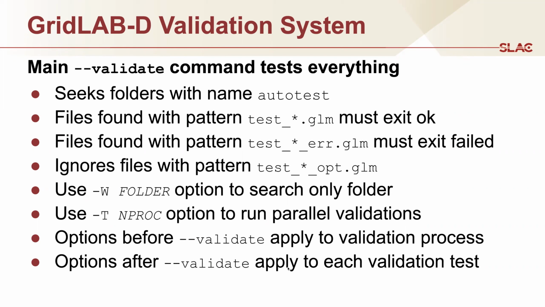If, for example, I wanted to run each validation test as a parallel simulation, then I would put the -T proc afterwards, and it would tell each simulation to use so many processors. So for example, if I had 16 processors, I could run 4 validations in parallel, each of which has 4 processors. So I would put -T4 validate -T4, and that would give me 4 validation runs, each with 4 processors. So that's an important thing to understand about the validation command line option.